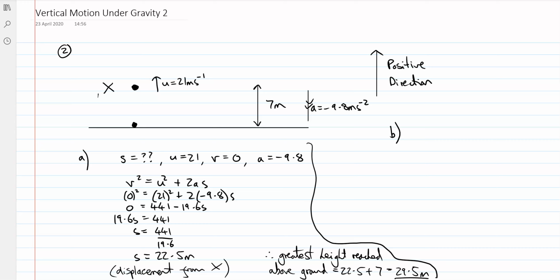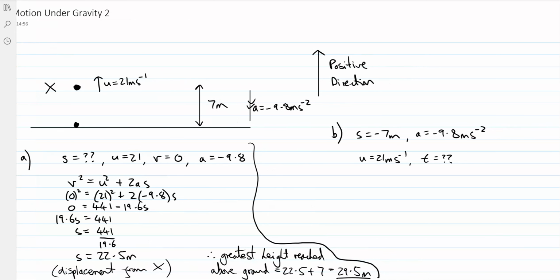Okay, and that point here is 7 meters from its initial position at X, but 7 meters in the negative direction, because remember our positive direction is here. So here, S will be treated as -7, because we're 7 meters in the opposite direction to the initial direction of travel. So S will be -7 meters. A is still -9.8 meters per second squared, because again, the acceleration is going downwards, it's working against our positive direction. U is still 21 meters per second, and we're trying to find T.